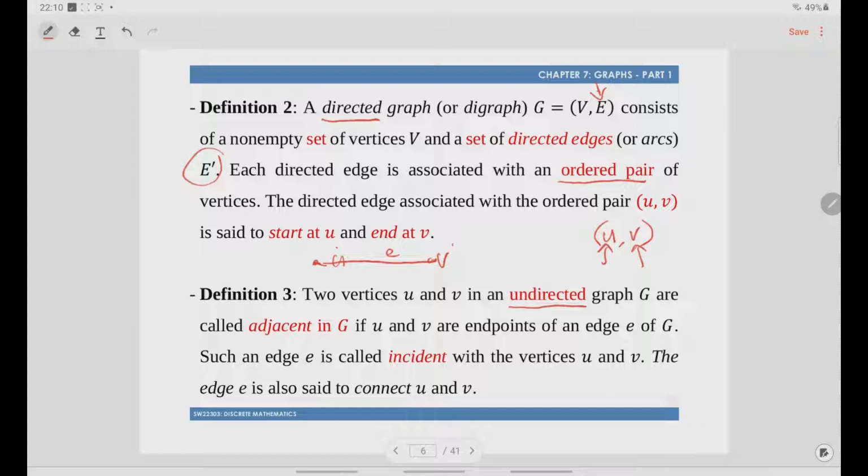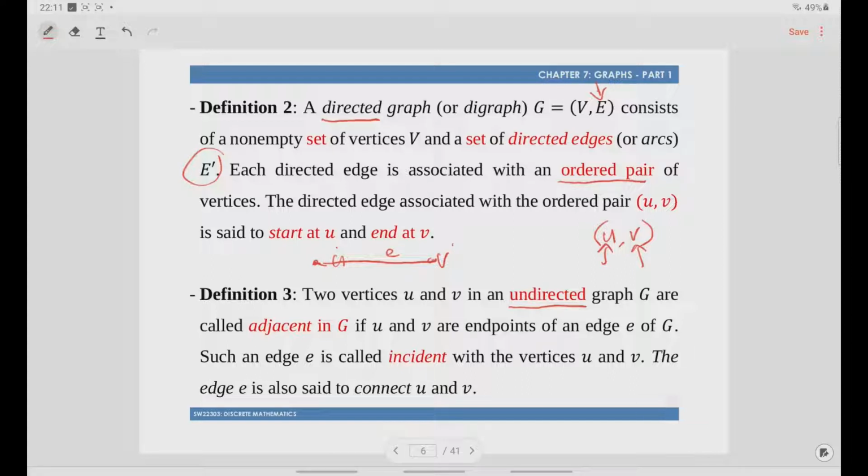Such an edge connecting U and V is called incident. The edge E is called incident with the vertices U and V. The edge E is also said to connect U and V. Okay, class, in this chapter we are dealing with a lot of definitions actually.